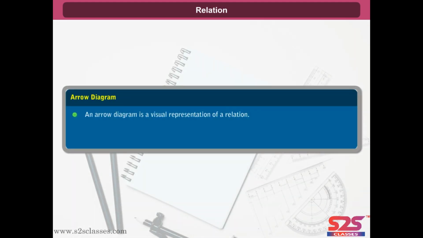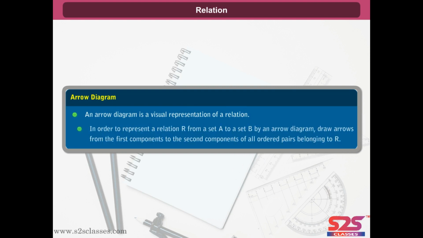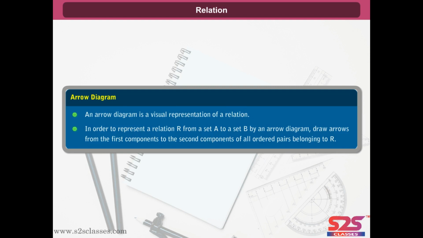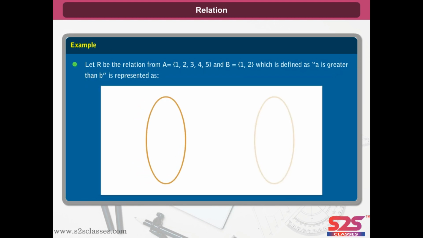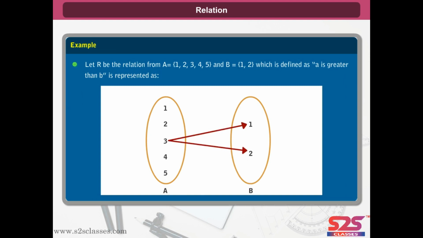Arrow diagram. An arrow diagram is a visual representation of a relation. In order to represent a relation R from a set A to a set B by an arrow diagram, draw arrows from the first components to the second components of all ordered pairs belonging to R. For example, the relation R, which is defined as a is greater than b, is represented as shown by the arrow diagram.